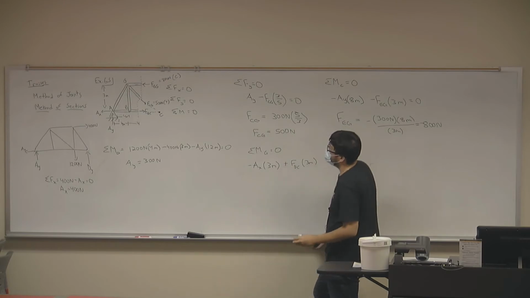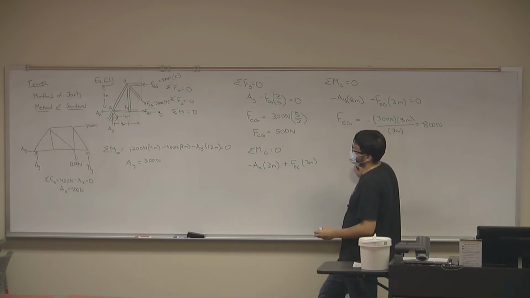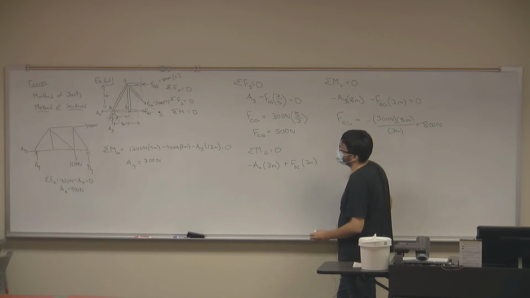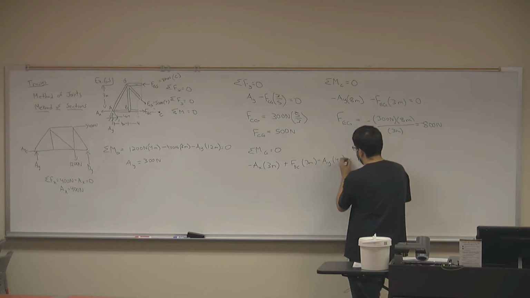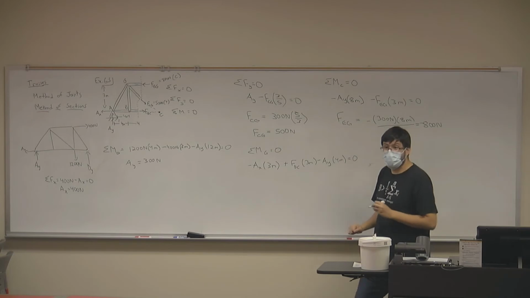I think I'm missing one more, right? What am I missing? Hunter, help him out. So we have AY, right? 4 meter distance, positive or negative? And all this equals 0.